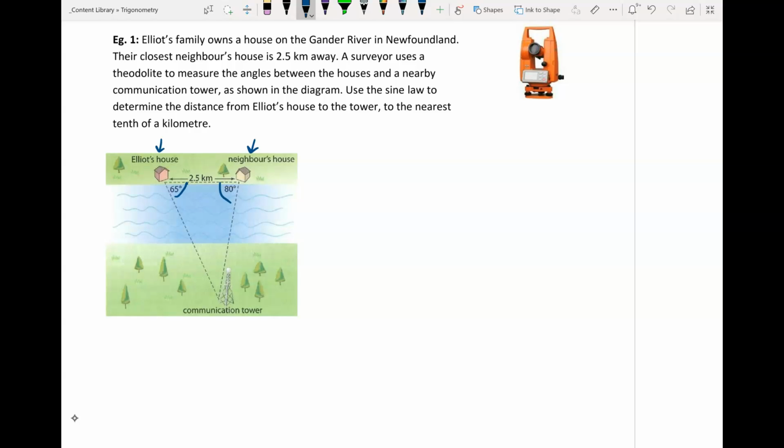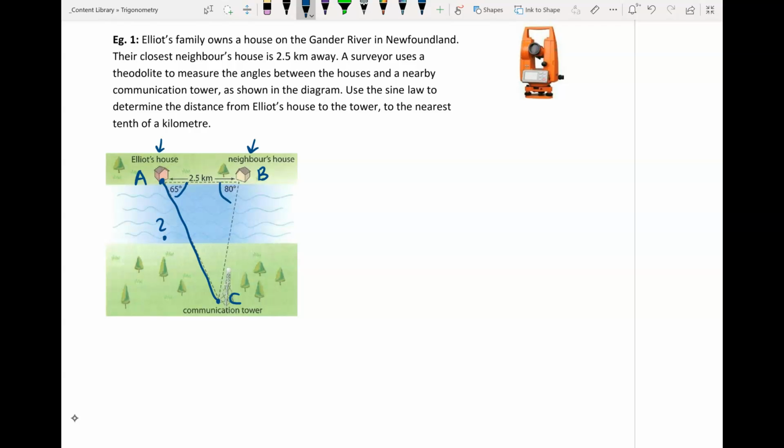We're going to use the sine law to determine the distance from Elliot's house to the tower to the nearest tenth of a kilometer. So we're looking for the distance from here to here, because that's Elliot's house to the communication tower. So this is what we're looking for. It's going to be a little bit easier for me if I label my vertices and sides. So I'm just going to label Elliot's house as A, the neighbor's house as B, and the communication tower as C.